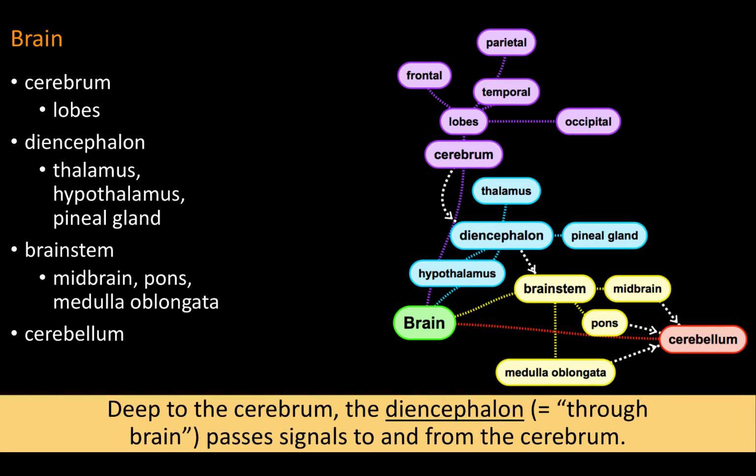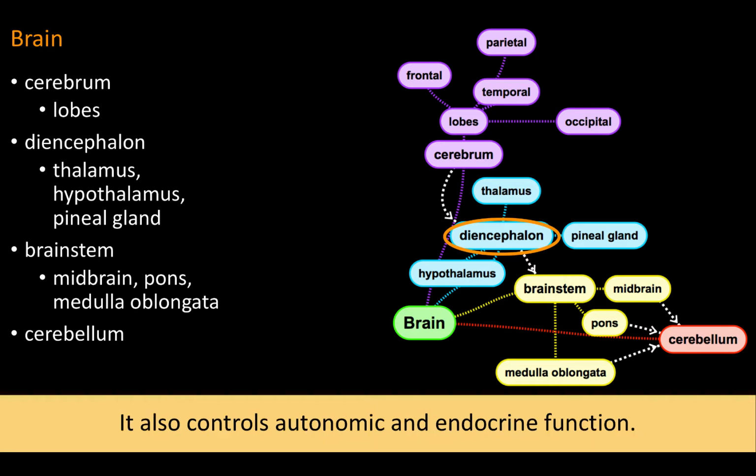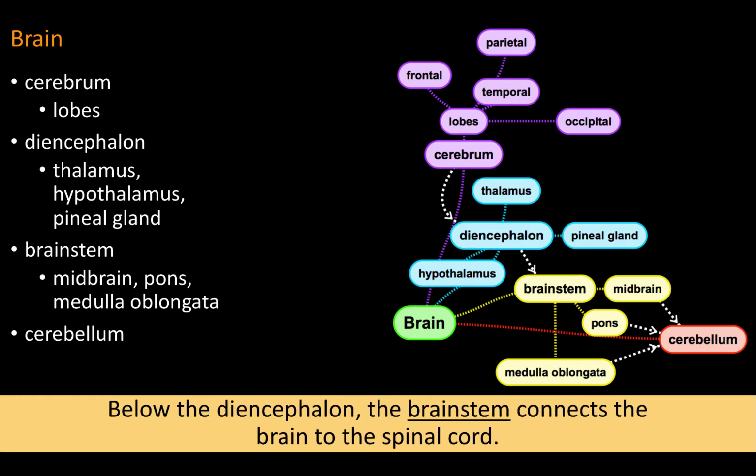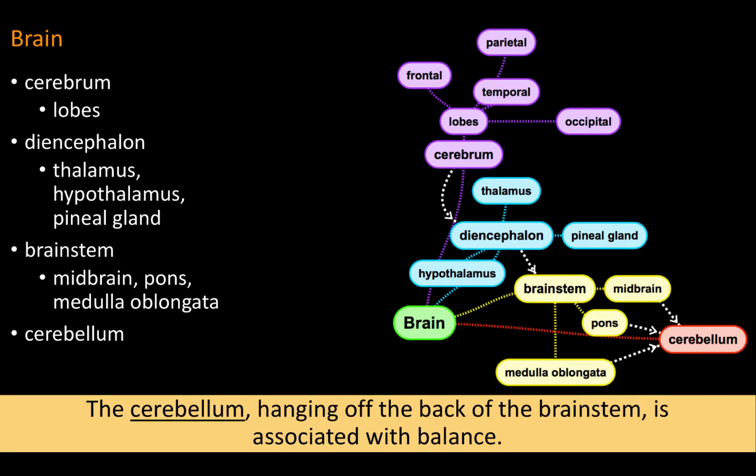Deep to the cerebrum, the diencephalon, equals through brain, passes signals to and from the cerebrum. It also controls autonomic and endocrine function. Below the diencephalon, the brainstem connects the brain to the spinal cord. The cerebellum, hanging off the back of the brainstem, is associated with balance.